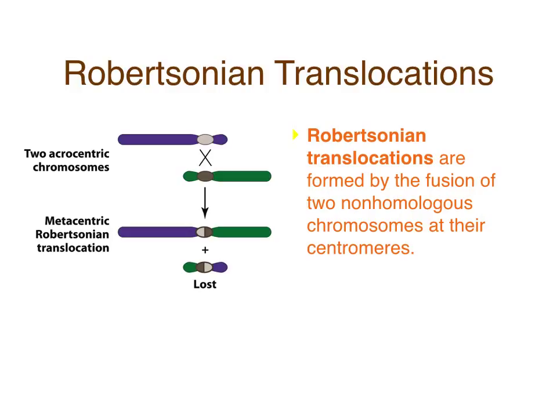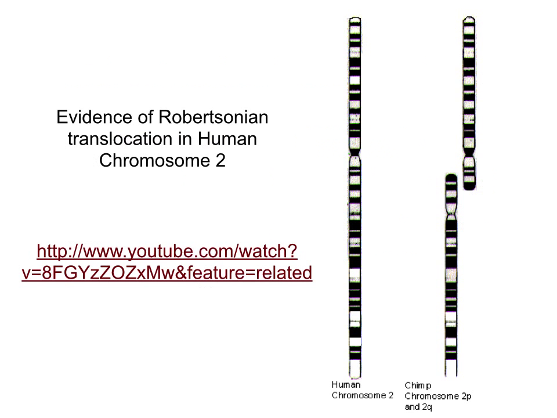And then you form a big metacentric chromosome from two acrocentric chromosomes. And so this also happens. Is there a benefit? Is there a plus in this? Hard to say what it would be necessarily, but is there evidence that this in fact does happen? And yes, there is, and so I think this is the last slide. We're going to end this PowerPoint by looking for evidence of Robertsonian translocations in human chromosome number 2.